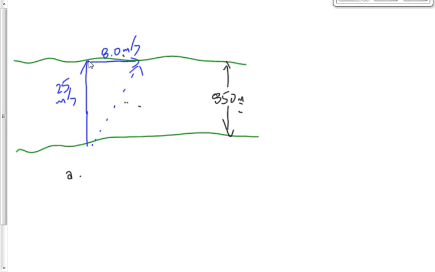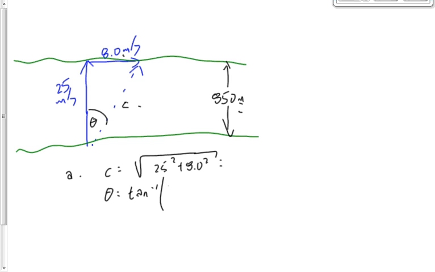For question A, we want to find the velocity of the ship relative to the shore. So we're going to find C, the hypotenuse, along with the angle at the very beginning here. Call it theta. We're going to say to find C, it's the square root of 25 squared plus 8 squared. And we're going to say for theta, it's equal to the inverse tan of opposite over adjacent. That's 8 over 25. Okay, what do we get for C there? Do you have the value of C? 26 meters per second. What's the unrounded number in case we need that later on?